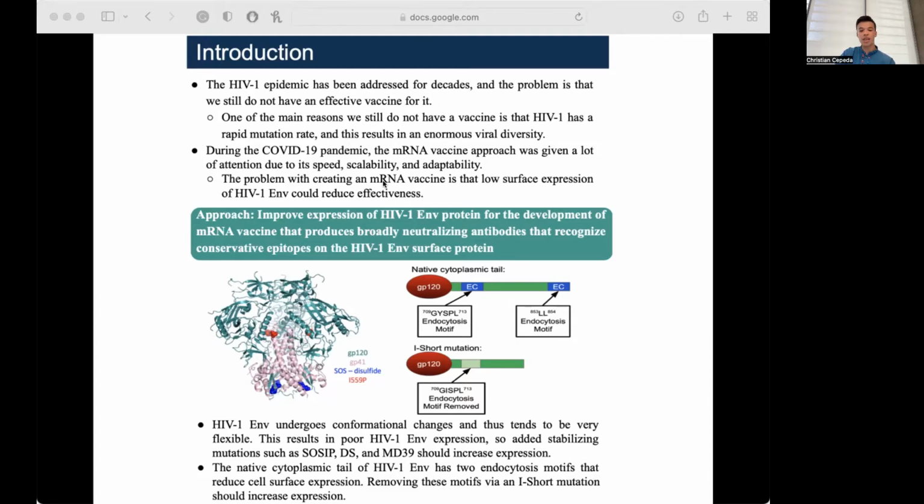On the right shows a mutation called I-short. This mutation gets rid of two endocytosis motifs, first by mutating a tyrosine to an isoleucine, and then truncating the tail to remove the endocytosis motif on the end.